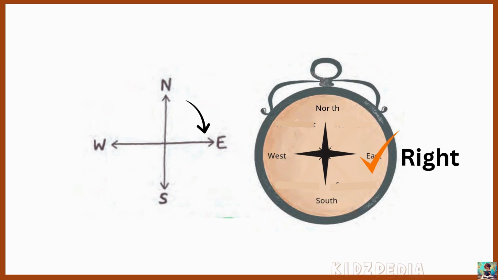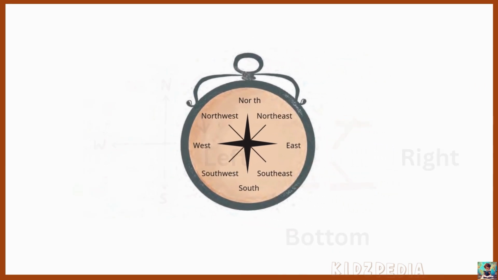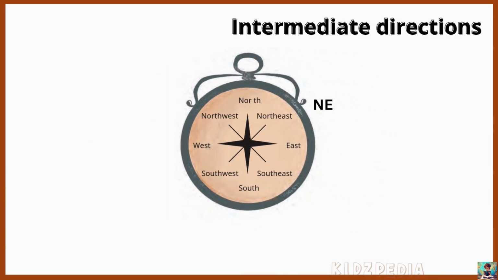Moving clockwise from north, east is to the right, south is at the bottom and west is to the left. Between these main directions, we have intermediate directions. Northeast, NE between north and east, southeast, SE between south and east, southwest between south and west, northwest between north and west. Most maps have only the N arrow showing which way is north. It helps you figure out all other directions.